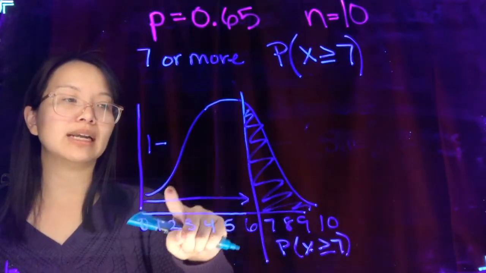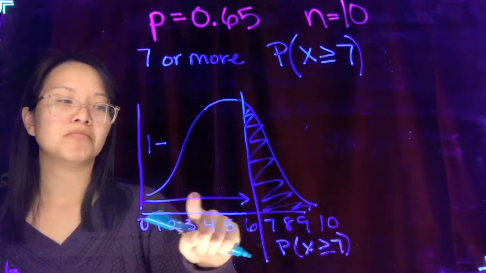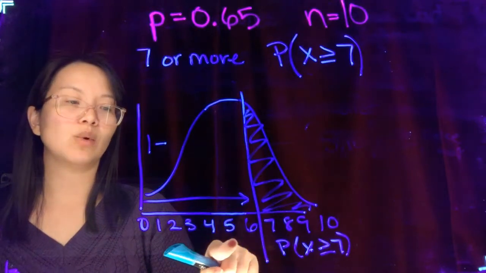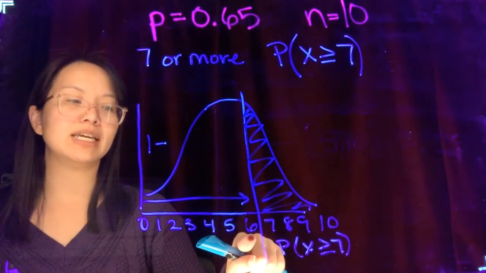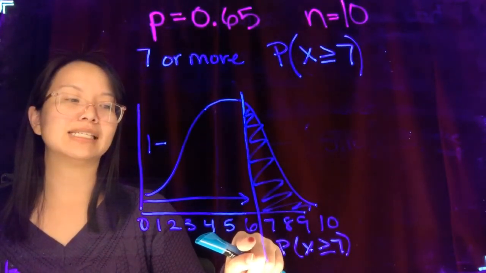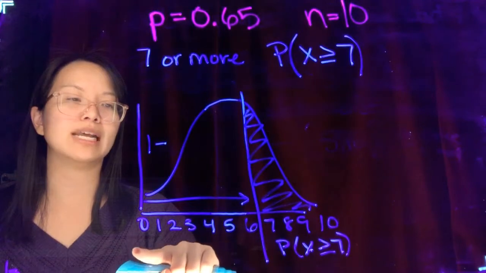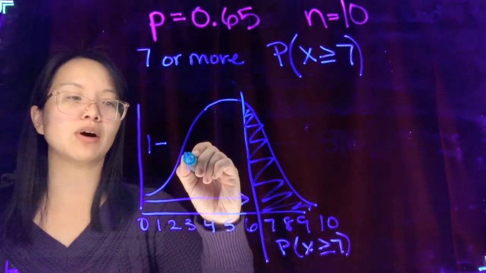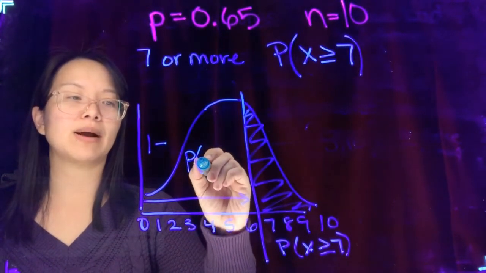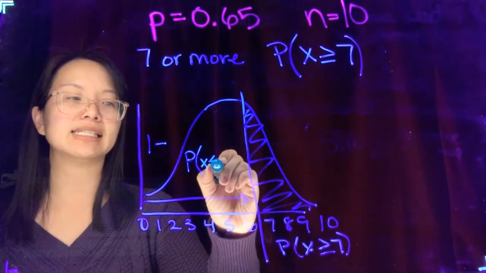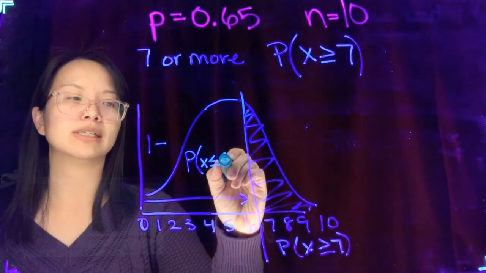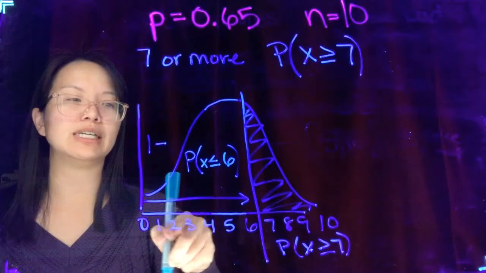So what is this area going to be? That's what's left. We can see here on this side is the number 6. That means this area has the values 6, 5, 4, 3, 2, 1, and 0. In other words, this part of my curve is the probability that x is less than or equal to 6, and it has all the numbers in here.